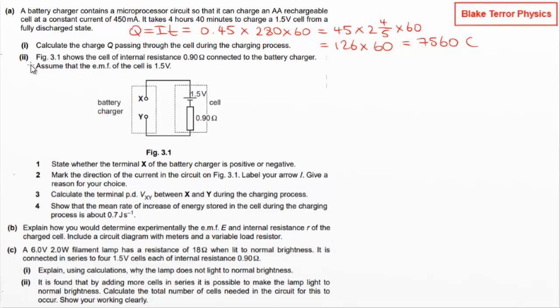So there we go. Next part, figure 3.1 shows the cell of internal resistance 0.9 ohms, which they've marked on, connected to the battery charger. Assume the EMF of the cell is 1.5 volts. So that's quite an assumption when you're recharging these. I mean, that's the thing with cells.